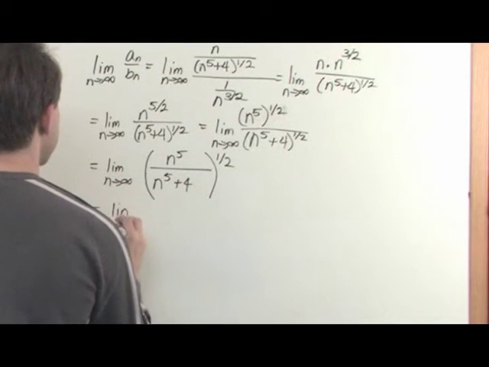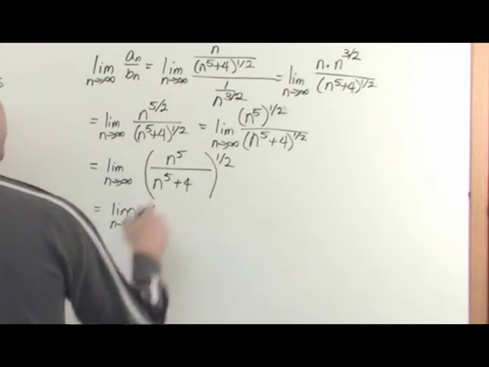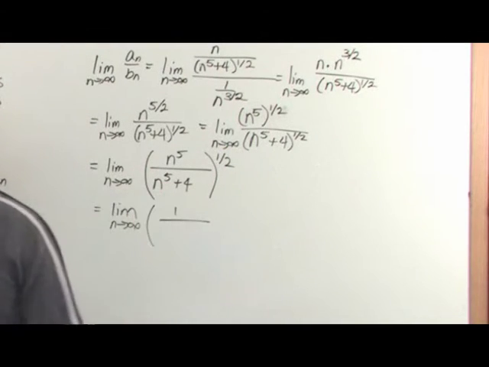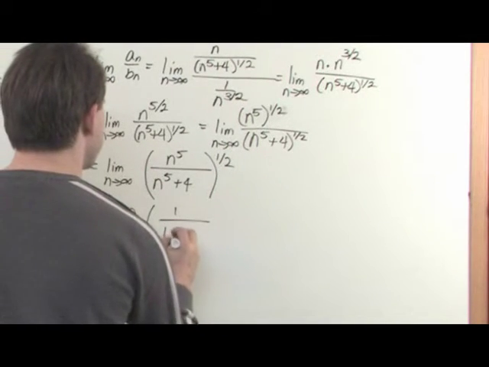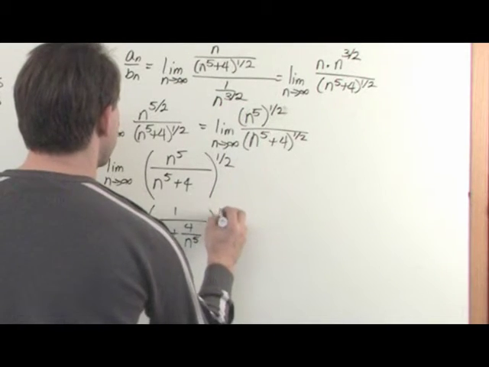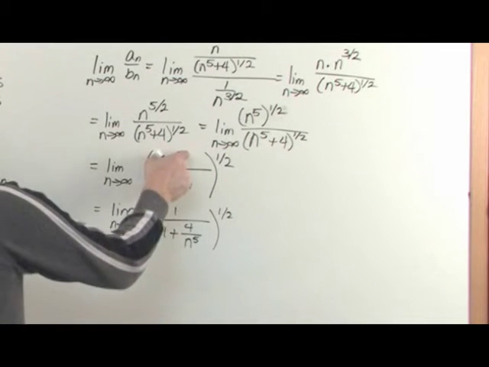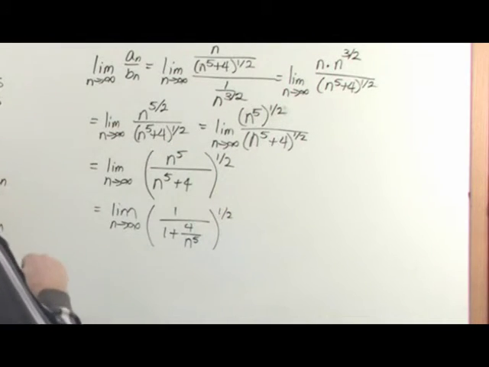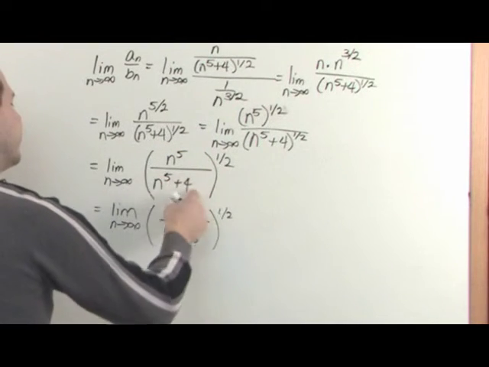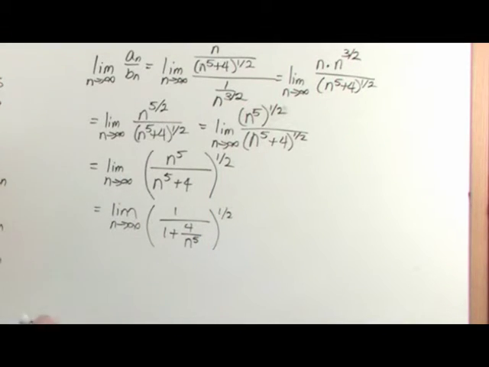So the limit as n goes to infinity of, how can I simplify the top? If I divide the top by n to the 5th, I'm going to get 1. And if I divide the bottom by n to the 5th, I'm going to get (1 plus 4 over n to the 5th), all to the 1/2 power. Now notice that I haven't changed anything. I'm dividing the top by the same number I'm dividing the bottom by. When I divide the bottom by n to the 5th, the first term becomes 1, and the second term just becomes 4 over n to the 5th.